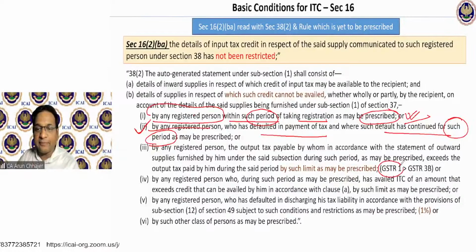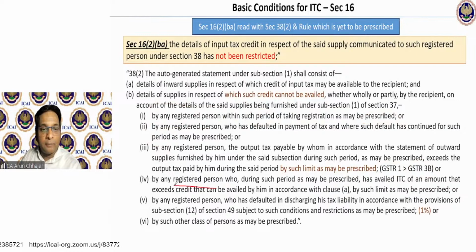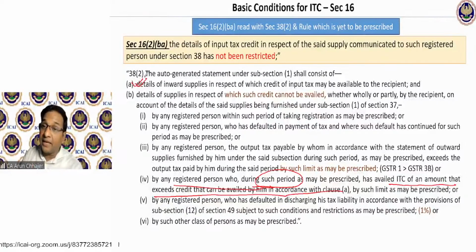Similarly, if the tax liability is more than reported in the GSTR1, but less tax is paid in the GSTR3B, such limit as may be prescribed, by any registered person during such period. During such period, again, how much period? We don't know, will be prescribed. Has availed the ITC of an amount that exceeds the credit that can be availed in accordance with clause A. So if the supplier has availed excess ITC in addition to his eligibility, then ITC would not be available to the recipient. It is very tough.